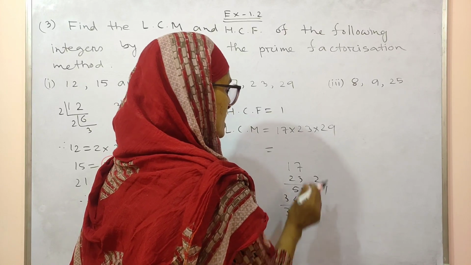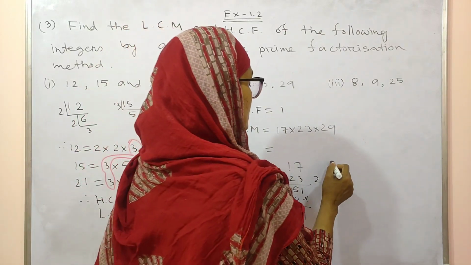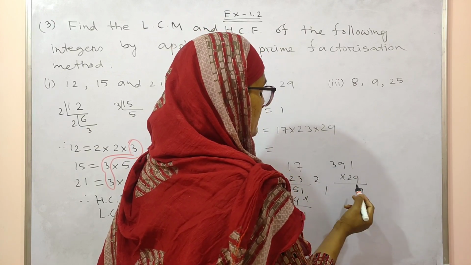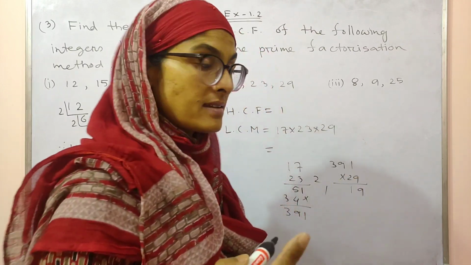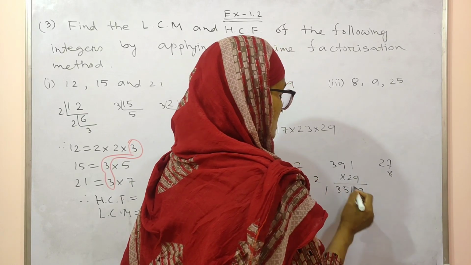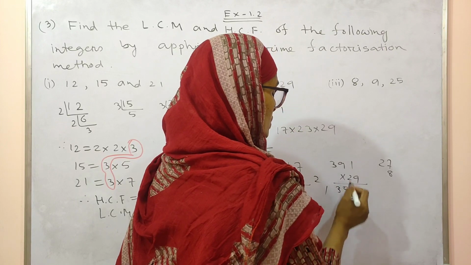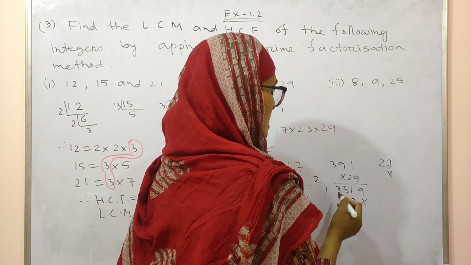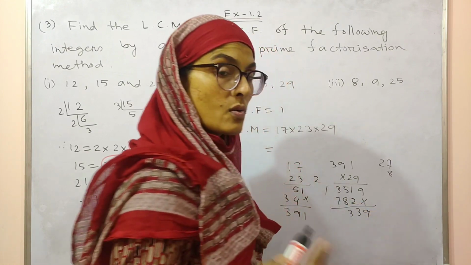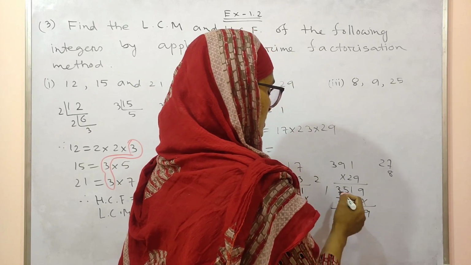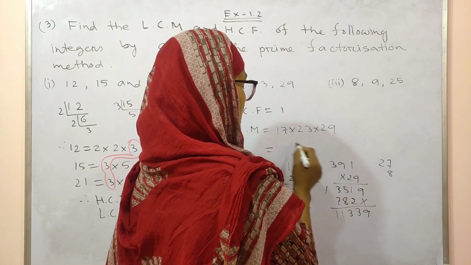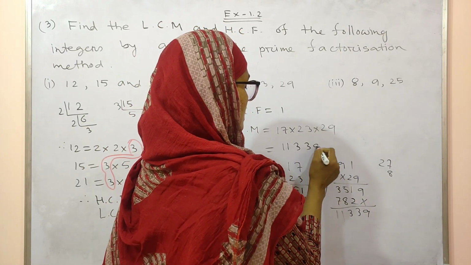So 391. Again multiply by 29. 391 multiplied by 29. 9 ones are 9, 9 nines are 81, 1 write and 8 carry, 9 threes are 27 and 8 is 35. Next, put 0 and multiply by 2: 2 ones are 2, 2 nines are 18, 8 write and 1 carry, 2 threes are 6 and 1 is 7. So you add and you will get 11339.